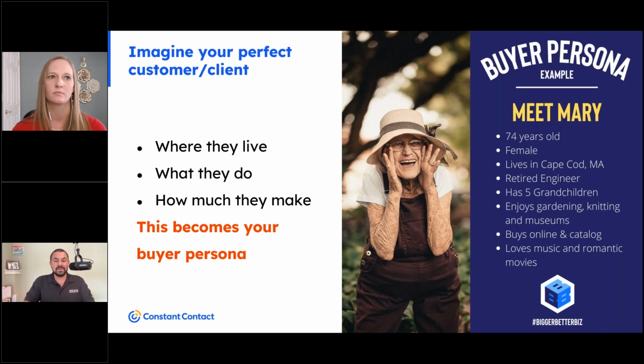In this case, we use an example of Mary. When we're working with a client, what we like to do is ask some questions, really start chipping away, almost like we're sculpting this buyer persona. We just came up with this idea of a 74-year-old woman. She's a retired engineer, lives in Cape Cod, Massachusetts, has 5 grandkids, enjoys gardening, knitting, museums. She buys online and in catalogs, so that's really important, her buying mechanisms. And also she loves music and romantic movies.